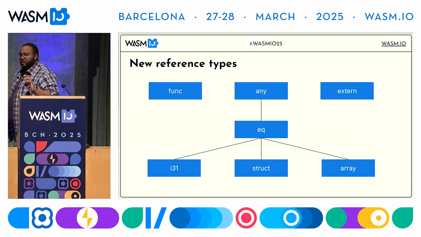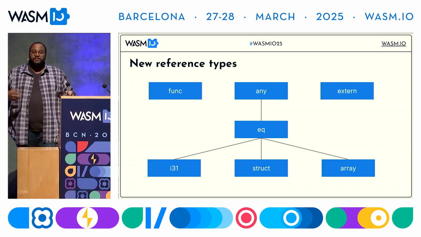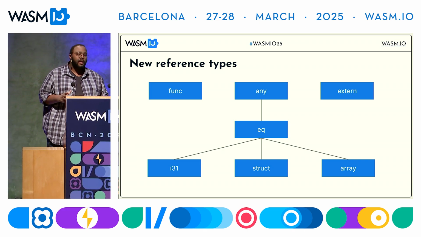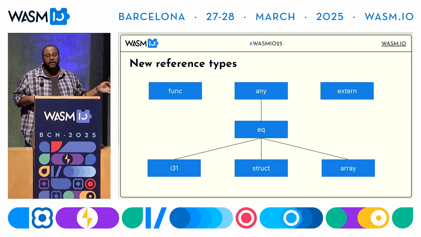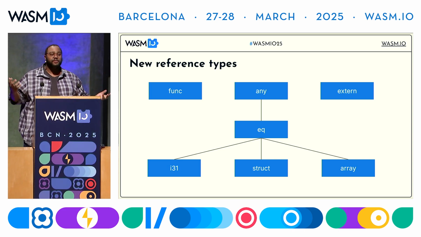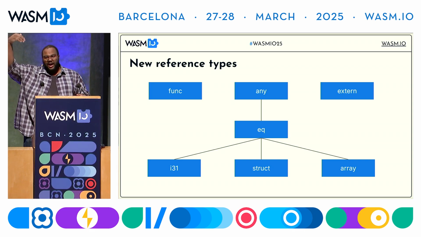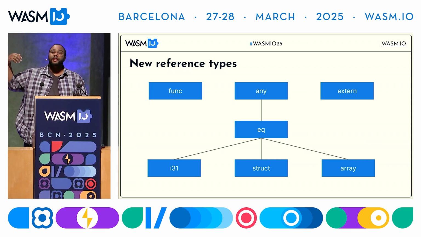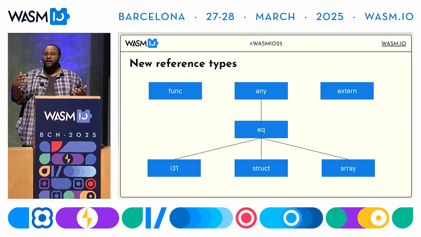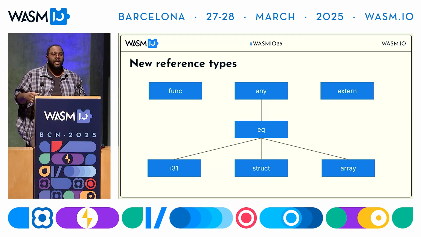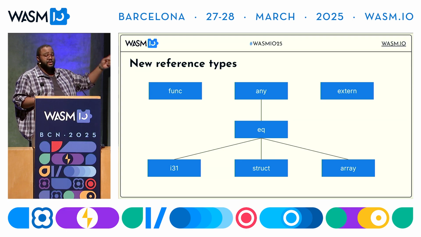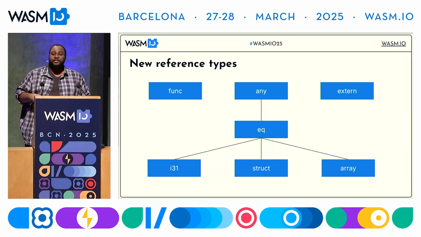So the Wasm GC proposal gives us a bunch of new reference types. Now, the func reference type and extern were a part of the reference types proposal, but GC gives us this new any type, and that's sort of the top type for all these new heap types. And then we have eq types, which are types that can be compared for, like, hey, are these two objects the same thing? And then, as I mentioned before, we have structs and arrays, but additionally, we get I31s.